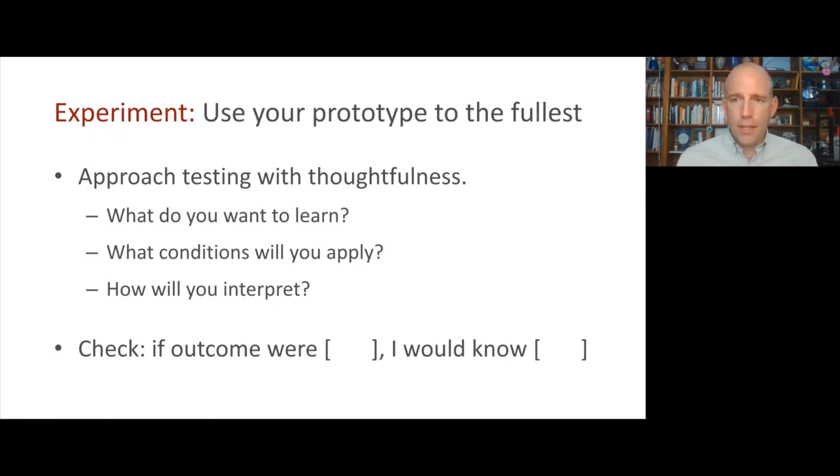And a really good check, whether you've got a good experimental design, is to be able to write down a sentence that says, if the outcome were, and then fill in an actual possible outcome, I would know. And this thing that you would know, that should be the goal of your experiment. And be imaginative about your goals. You can use experiments to figure all sorts of things out about your design.